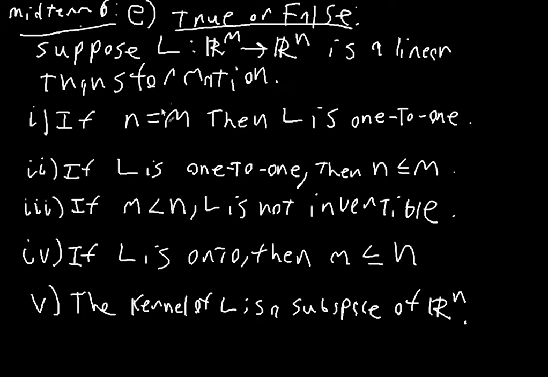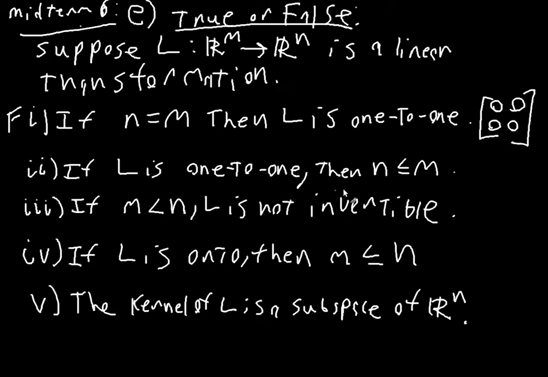Well, n equals m means that the matrix associated to L is square, and not all square matrices are 1 to 1. For example, I can give you the 0 matrix. It's square, but it is not one-to-one because its rank is not equal to its number of columns. Its rank is 0. Okay, so this one is false.